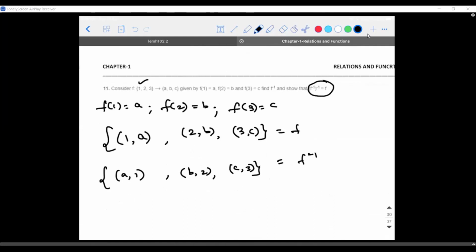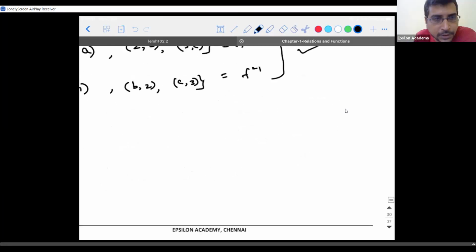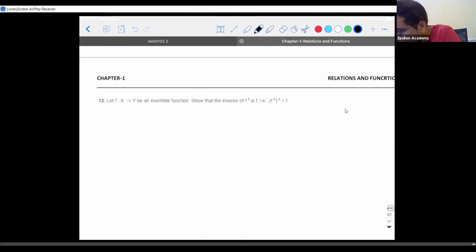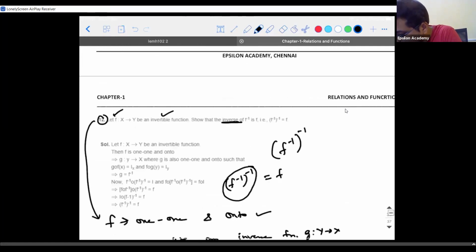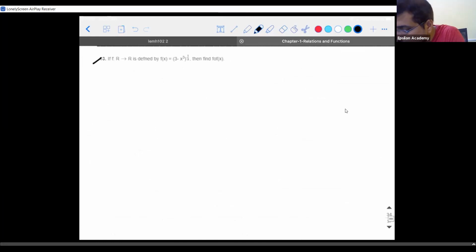So consider a function {1, 2, 3} to {a, b, c}, which is an invertible function. Here it is invertible, right? So for this invertible function, you are asked to prove that the inverse of f inverse is f, right? So you can take the same problem and do it as an example. That is also accepted. Okay. So you could have done that. Okay. Shall I start the next chapter?